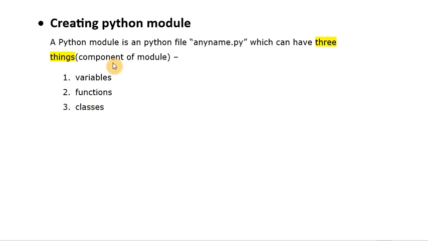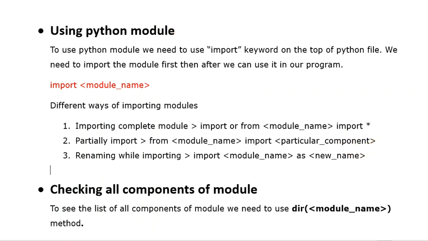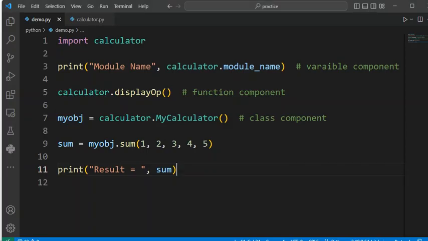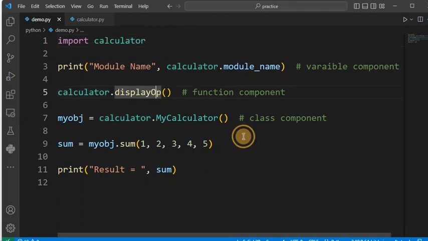So till now we have understood how to create the component and how to create the module in Python. Now I'm going to describe how we can use the module. I have already shown you the way we can use the module in Python. Simply, we need to use the import keyword. With the help of the import keyword, we can use the module. But there are three different approaches to use this. See here, one by one.